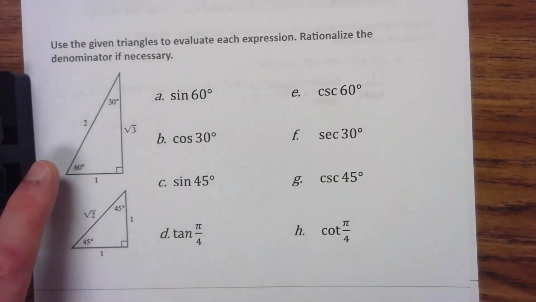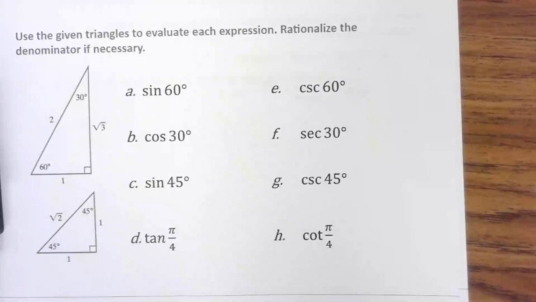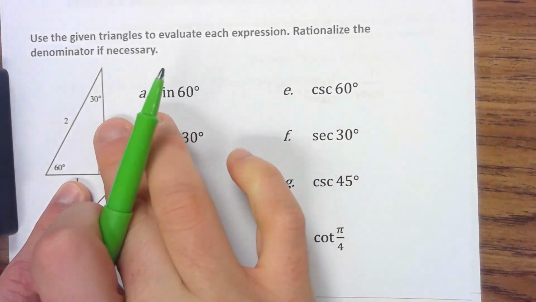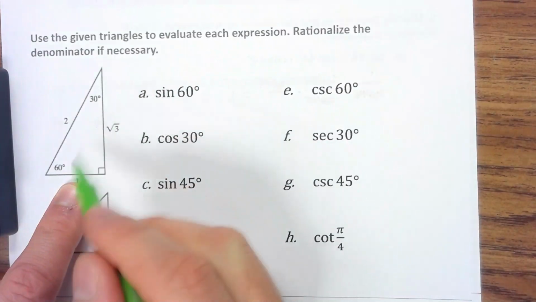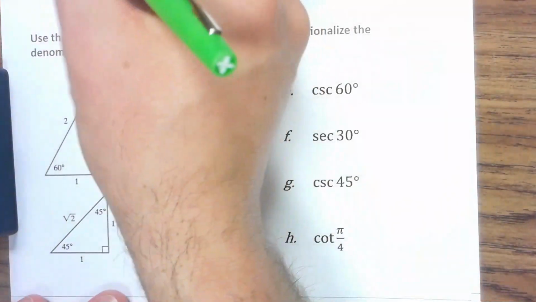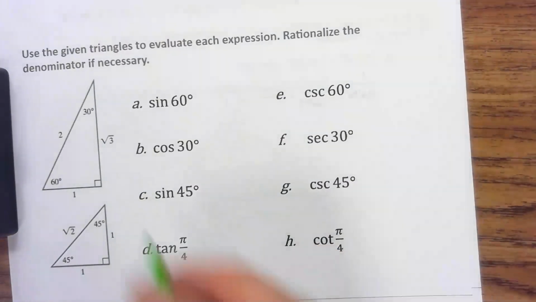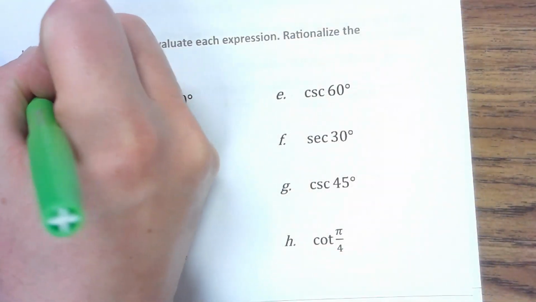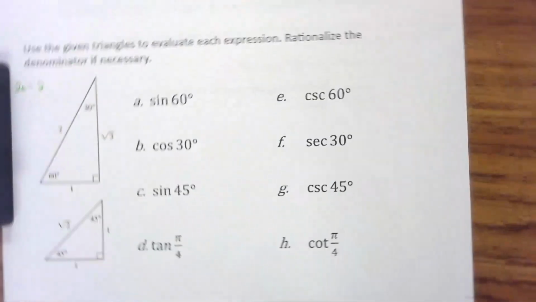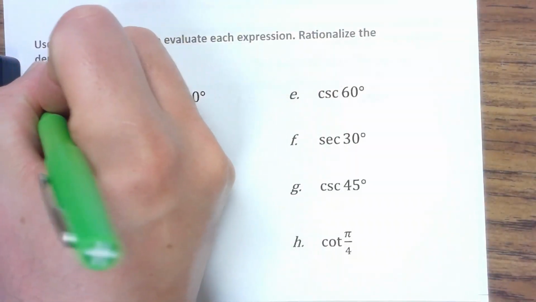Starting with this 30, 60, 90, everything's filled in, so we don't need to worry about this all that much. Let me show you how we could use this. Let's pretend we didn't know 1 and root 3 and we were only given 2, but we did know it's a 30, 60, 90 triangle. Well, this is 2, and that's the hypotenuse. Remember that in the general triangle, the hypotenuse is equal to 2a. So I could say 2a equals 2, because that's the actual hypotenuse length, allowing us to find the value of a. When I divide both sides by 2, we get a to be 1.